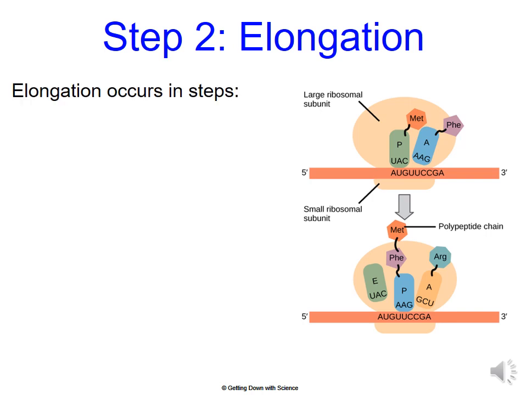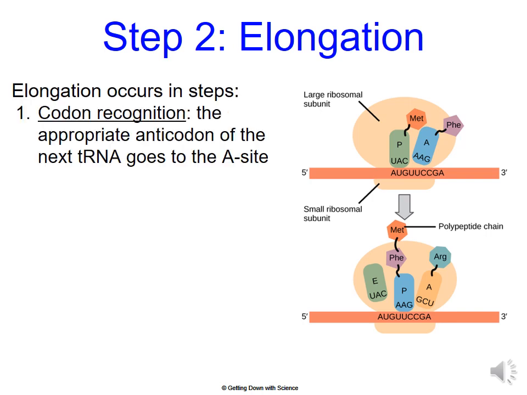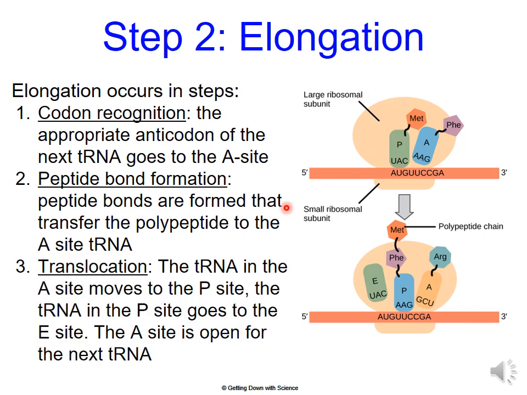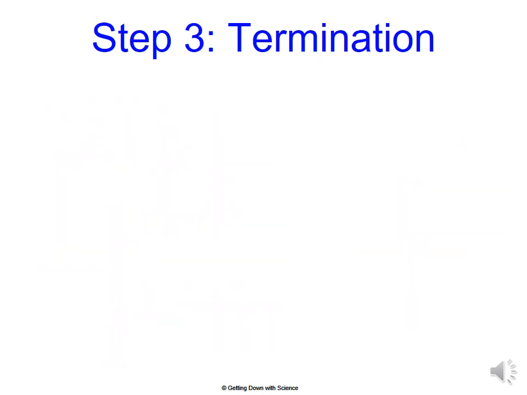And so we continue with elongation. The codon recognition, so we recognize the appropriate anticodon pairs to the codon in the A site. And then we scooch over, the peptide bond is formed. And then translocation, the tRNA that's in the A site moves to the P site. The one on the P site goes to the E site. And then the A site is now open for the next one, and the E site's going to release, exit.